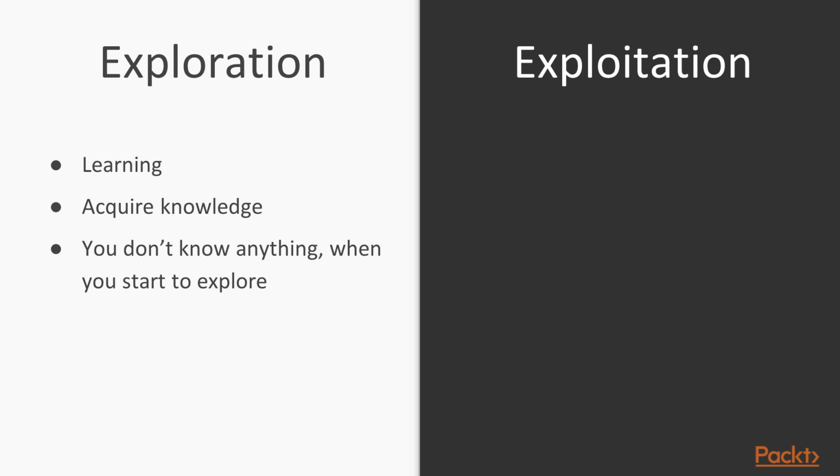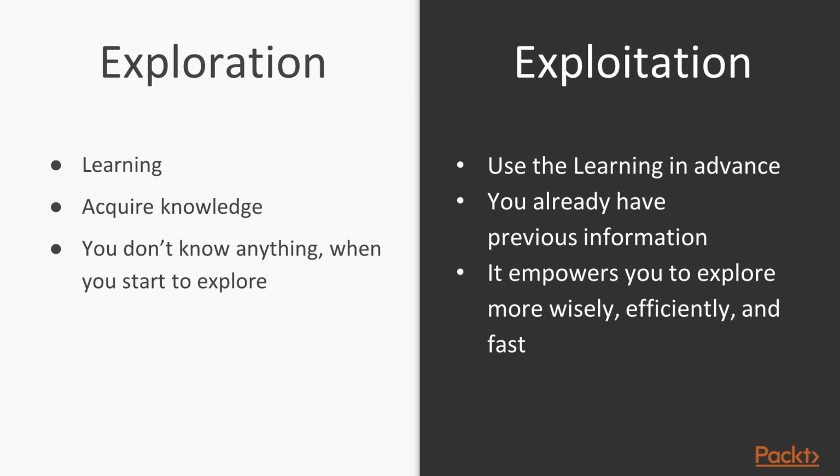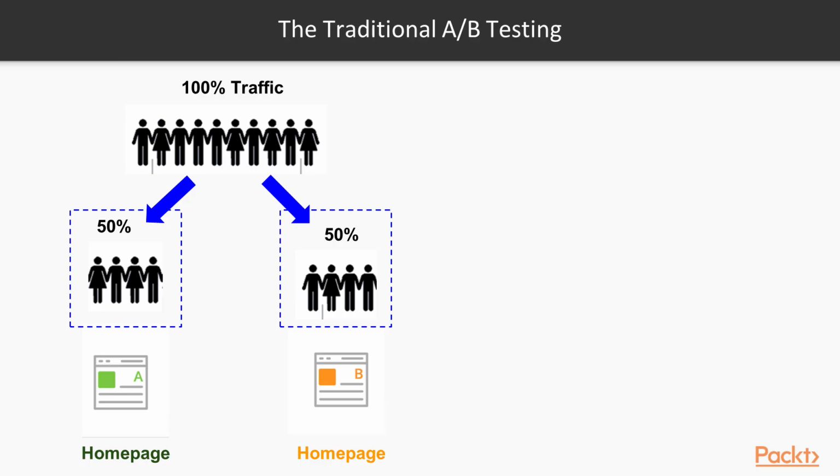On the other hand, exploitation is an exploration supported by the learning and the knowledge acquired in advance. At the first moment of the exploitation, you already have previous information about the place, concept, or subject. It empowers you to explore more wisely, efficiently, and fast. I hope that I made myself clear here, guys. After this appendix, let's go back to the point where we were exploring the working of the traditional A/B testing.